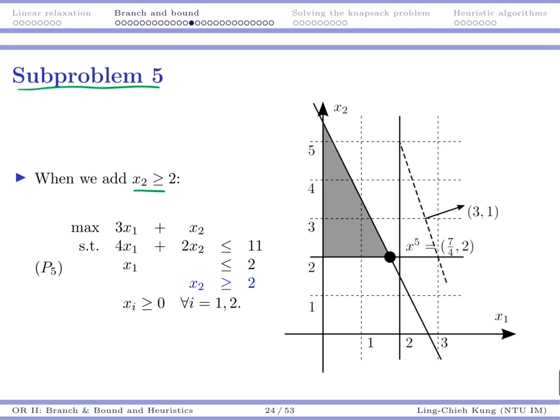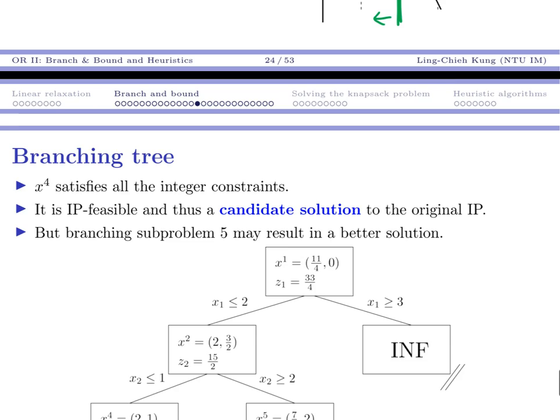If we add the other side, x2 greater than or equal to 2, then we get two constraints. x1 should be less than or equal to 2, this one, and x2 now should be greater than or equal to 2. Once we do that, the feasible region becomes here, and our optimal solution is (7 over 4, 2). Okay, another fractional solution.